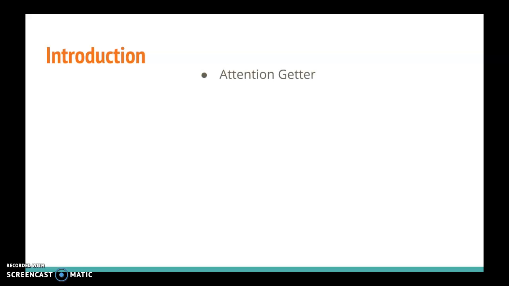Now, the attention getter is going to be a little bit different for this speech because with other speeches, you usually start with some kind of story or statistic or something like that. And it's not to say you can't do that with the communication analysis speech, but generally speaking, the most effective attention getter that you can have in a communication analysis speech is simply to start by briefly describing your artifact. Because if your artifact is interesting enough, then it should draw your audience in right from the very beginning.